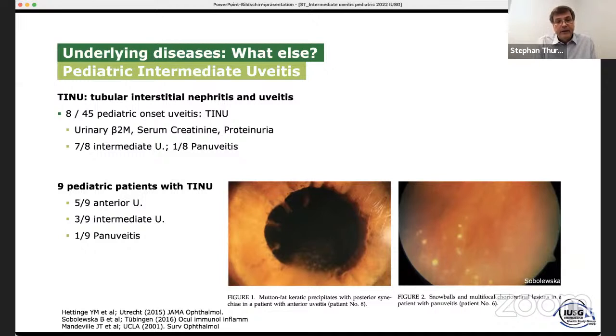And many of these patients from Utrecht had an intermediate uveitis, and there was also one with panuveitis. And the group in Tübingen showed that three of those nine patients also had an intermediate uveitis that was associated with TINU. So TINU is probably more frequent in intermediate uveitis than we have looked at it in the last years.